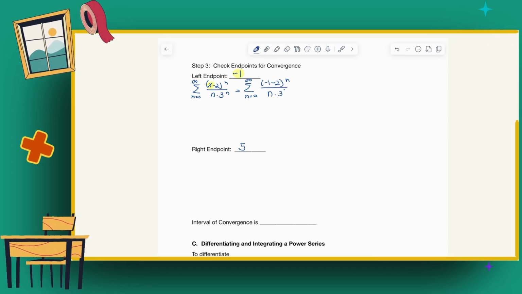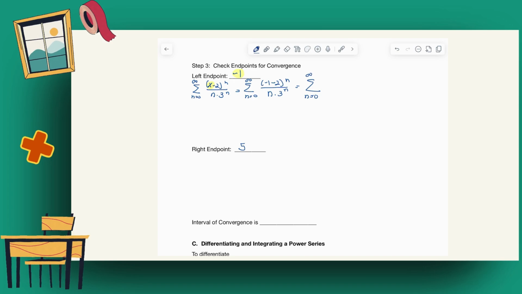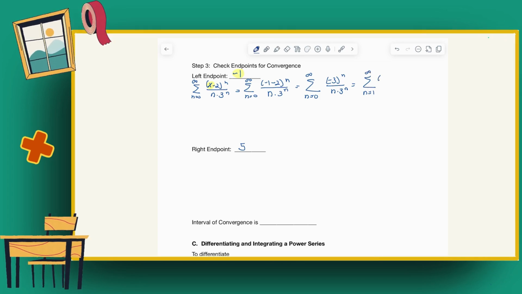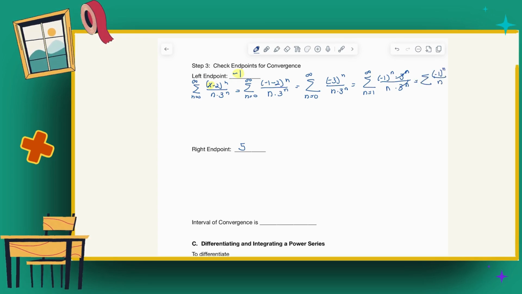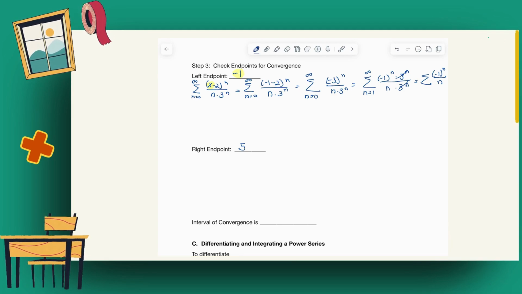And that'll give us the summation as n equals 0 to infinity of (-3)^n divided by n times 3^n, which I could take out that oscillating -1, because (-3)^n is the same thing as (-1)^n times 3^n. And that's divided by still the same denominator. Notice that the 3^n's now cancel out, and so this power series simplifies down to the summation of (-1)^n divided by n.